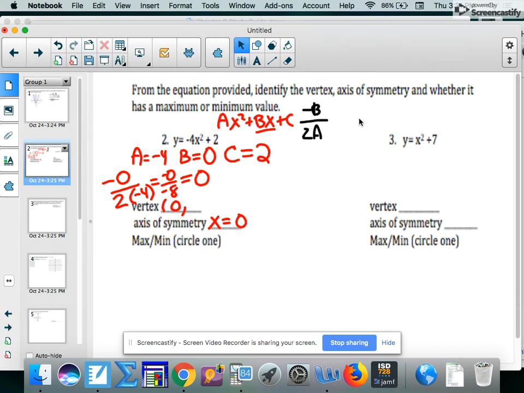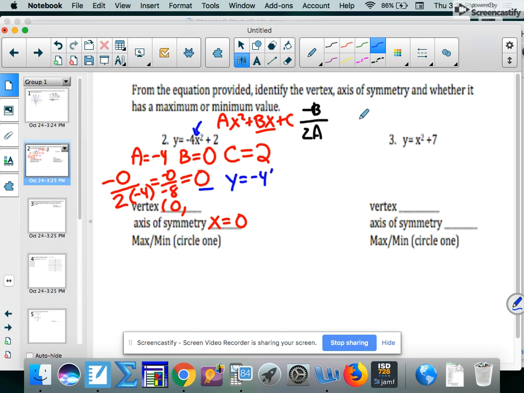To find y, you're just going to plug in 0 into x in that equation. So y equals -4 times 0 squared plus 2. You can put that all on your calculator at once, or you can do mental math. This one's pretty easy. That all comes out to be 0 plus 2, and you get 2.